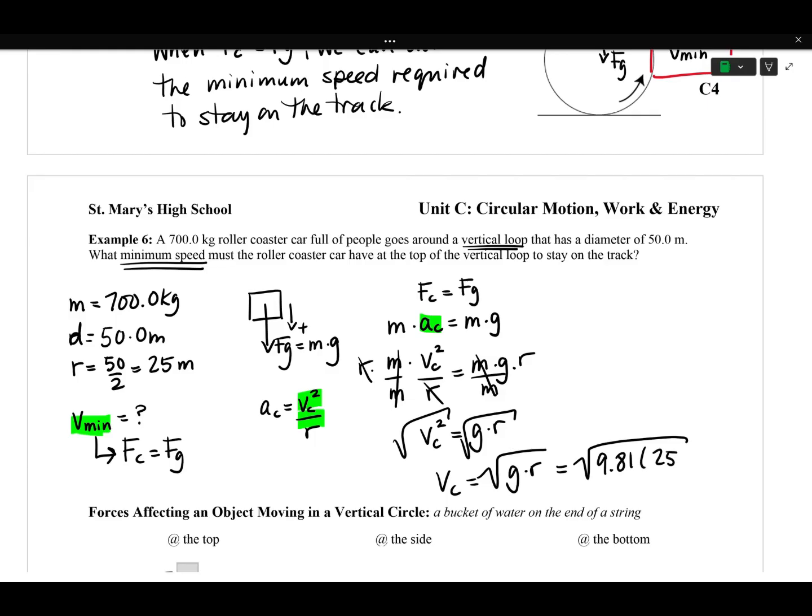Now we can plug it in. So this is now going to be the square root of 9.81 times 25. That is going to equal 15.66 meters per second. We are going to round to 3 digits. So the minimum speed that I need is going to be 15.7 meters per second. So that roller coaster has to be traveling 15.7 meters per second.